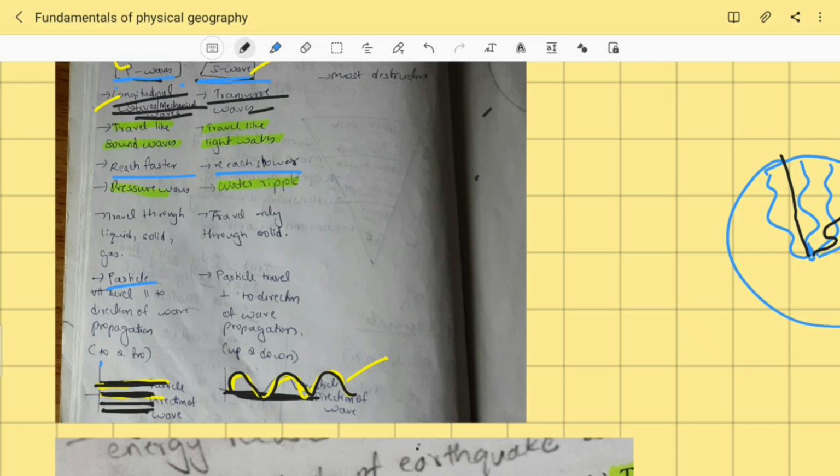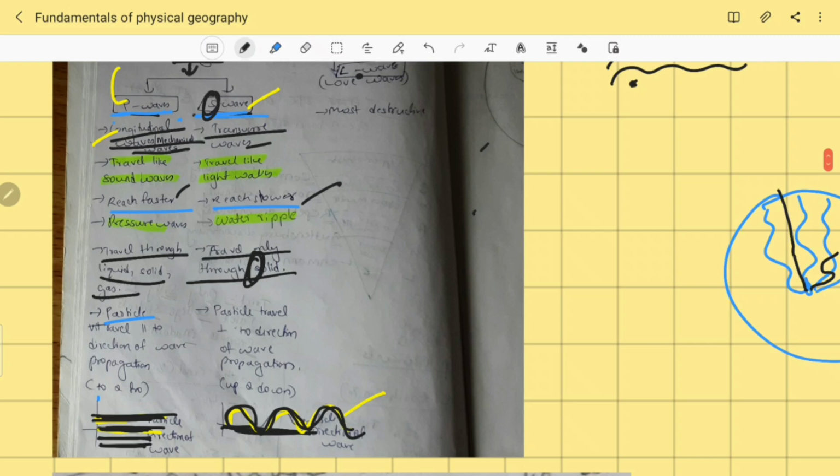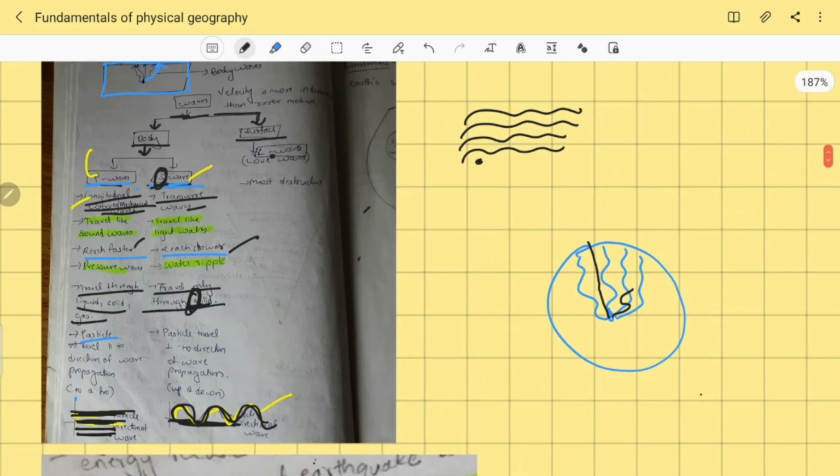And since they travel in a zigzag, somewhat curvy manner, they reach slower, and these primary waves reach faster because they travel in a straight line, we could say. Primary waves travel through liquid, solid and gas, but secondary waves travel only through solid. So you can remember it this way: solid, yes, and secondary waves, yes. So yes only. This is the main difference between the body waves.